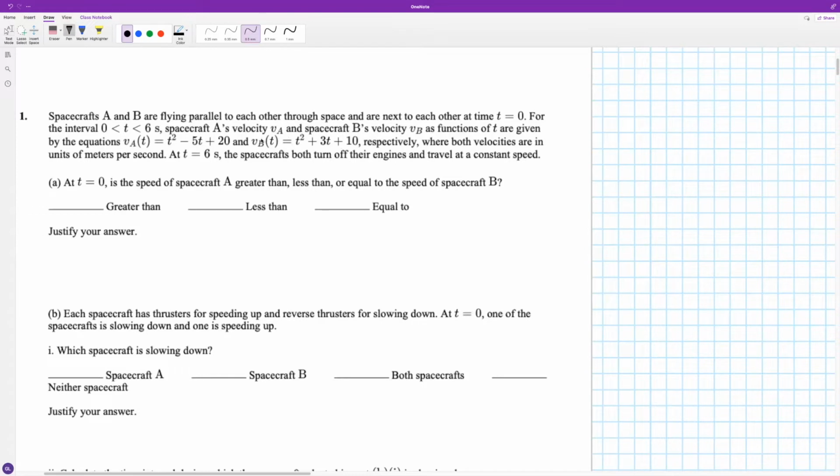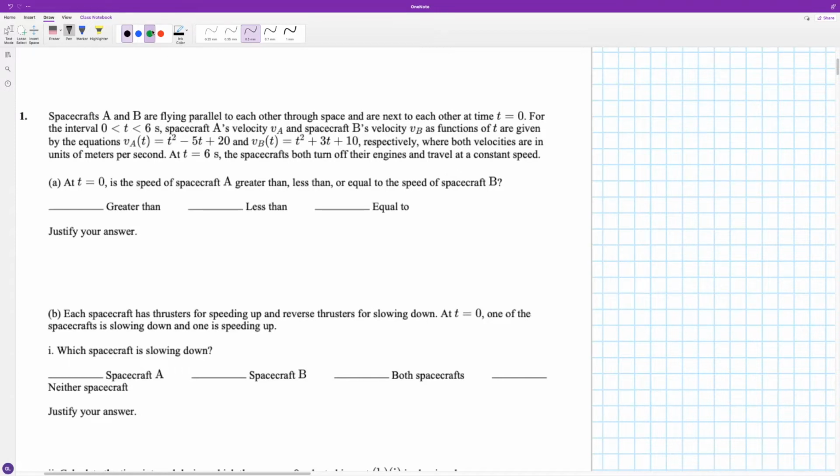At t equals 6 seconds, the spacecrafts both turn off their engines and travel at a constant speed. First question. At t equals 0, is the speed of spacecraft A greater than, less than, or equal to that of the speed of spacecraft B?